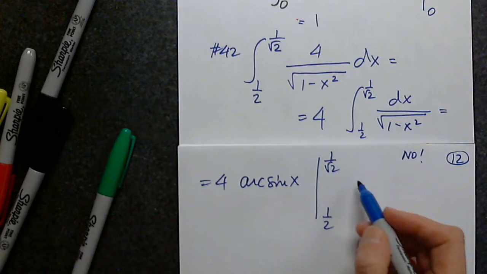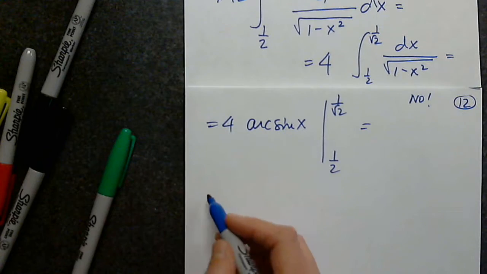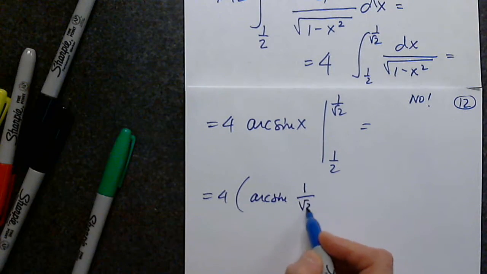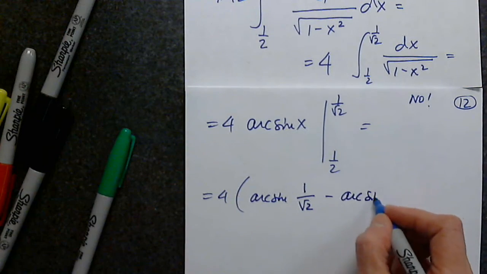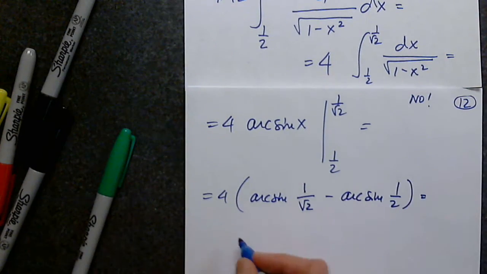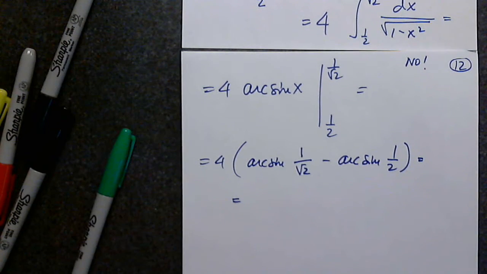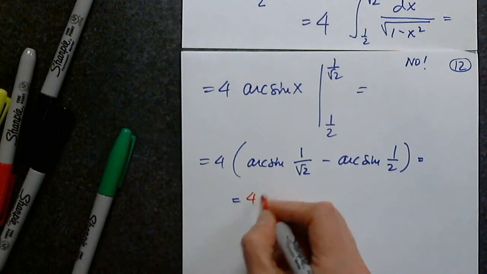So now we have arc sine of 1 over the square root of 2 minus arc sine of 1/2. And the answer must be in what measurement unit? In calculus, always radians. Okay, remember 1 over the square root of 2 is the square root of 2 over 2. Which angle has sine the square root of 2 over 2?